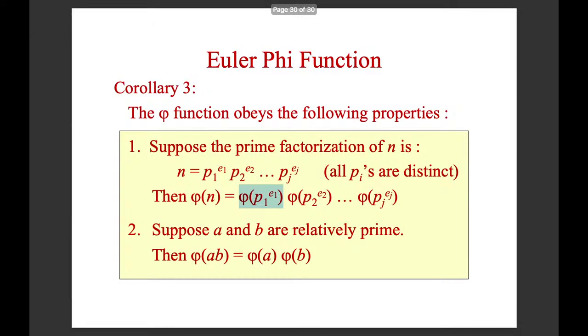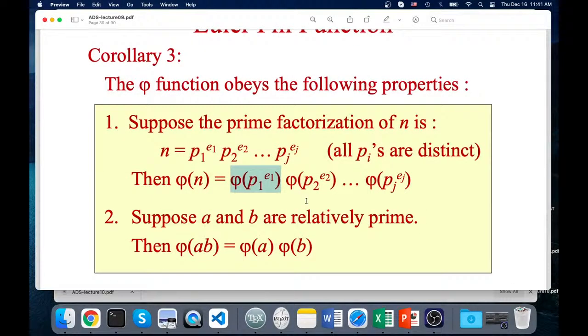Alternatively, for 3 to the power 4, what are the numbers between 1 and 3 to the power 4 that are not coprime? They are exactly the multiples of 3. So we take away those that are not coprime, and then we get the coprime part. That means whenever we have the prime factorization of integer n, we can calculate the Euler phi value of n very easily. Okay, so these are slides 12 and 9.